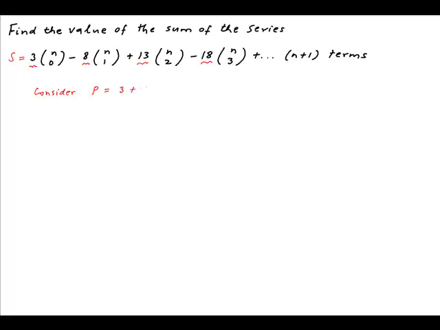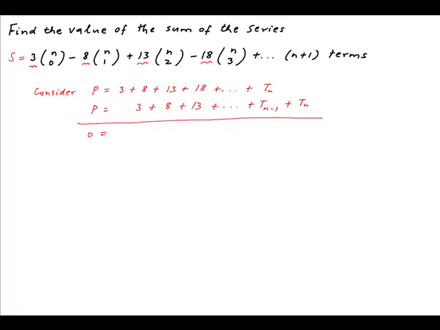Let's denote it by P. So P is equal to 3 plus 8 plus 13 plus 18 and so on and so forth. And let the nth term be Tn. Now we can write P again by staggering each of the terms by one position. So we get 3 plus 8 plus 13 and so on and so forth, plus Tn. Subtract the two expressions. So we get 0 on the left hand side. On the right hand side we have 3, plus 8 minus 3 is 5, 13 minus 8 is 5, and so on and so forth.